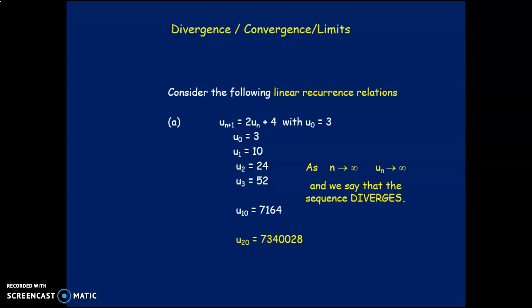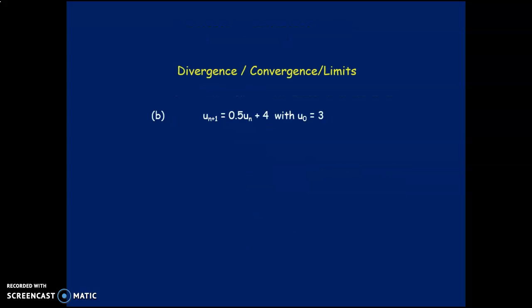So let's look at another one. Here's another recurrence relation where it is u(n+1) = 0.5u(n) + 4 with an initial value of 3. Let's look at the first few terms. U0 is 3, U1 is 5.5, U2 is 6.75, U3 is 7.375. Here we have U10. Next, let's check U20. We now see U20 is going to 7.999.